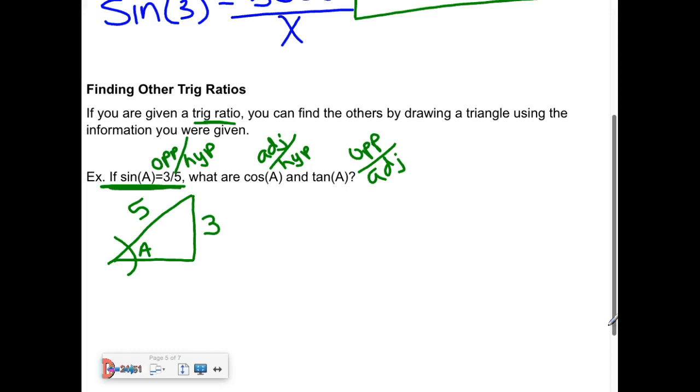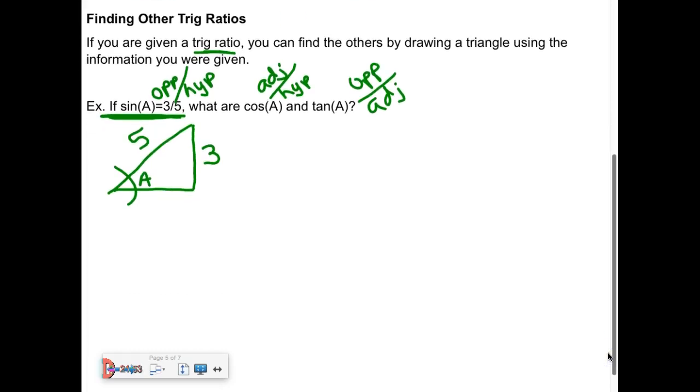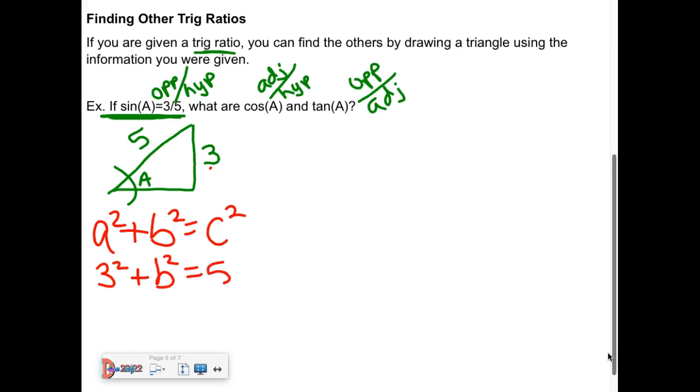So for both of these, we need to know adjacent, and that's not something we're given. But if we remember, back to geometry, we have an equation that helps us find a side length when we don't know it, and that is the Pythagorean theorem. Reminder, that's a squared plus b squared equals c squared. So let's plug in what we know. I'm going to put that a is equal to this 3, so 3 squared. We don't know this side length, so I'm just going to keep it as b. And your c is always your hypotenuse.